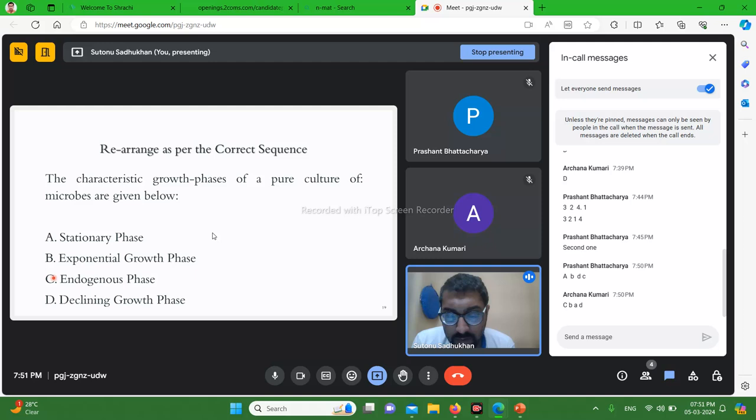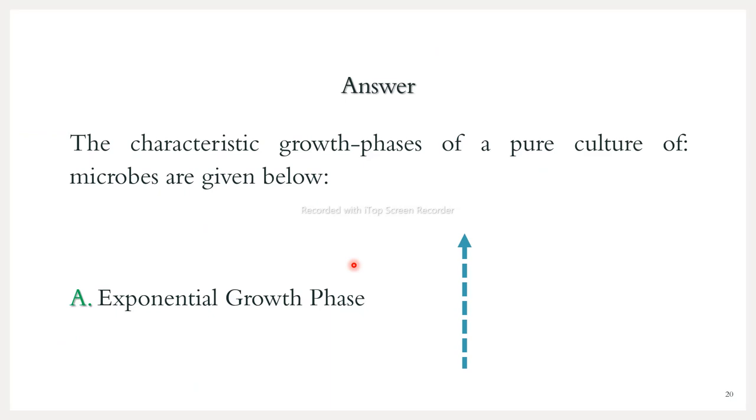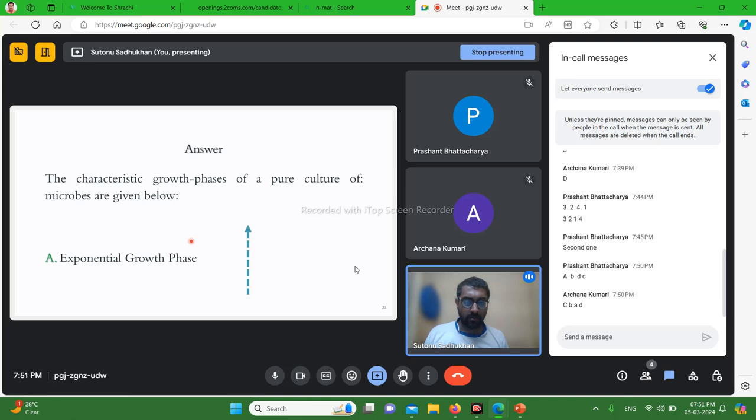I think both of you are not correct in this case. I also don't remember the answer. Let's see what is there. So you see, the first phase to start with is the exponential growth phase. So B will be the first. None of you have identified B as the first option. So it starts with the exponential growth phase.